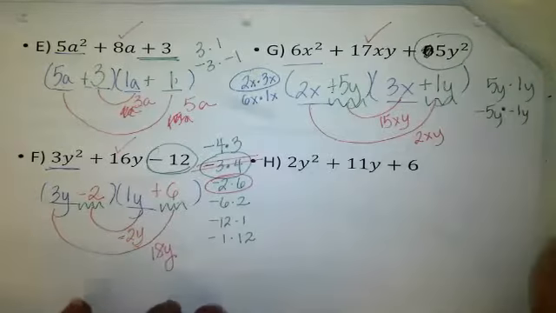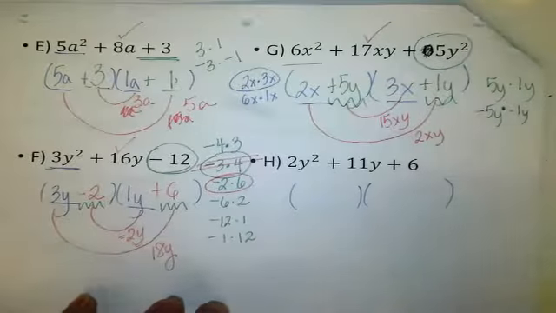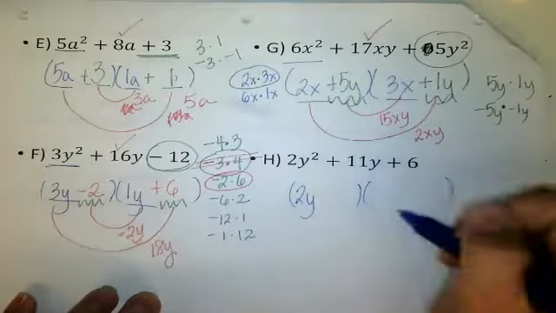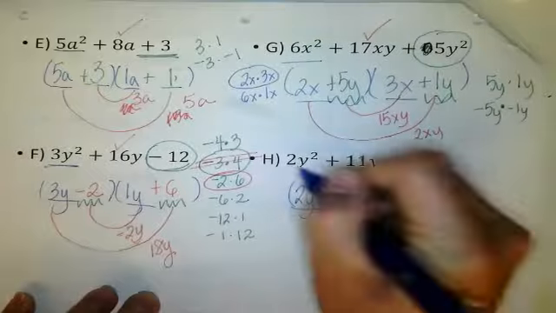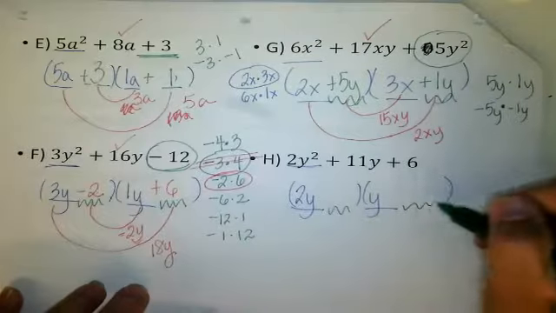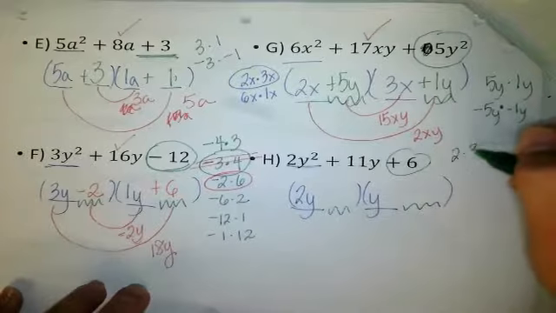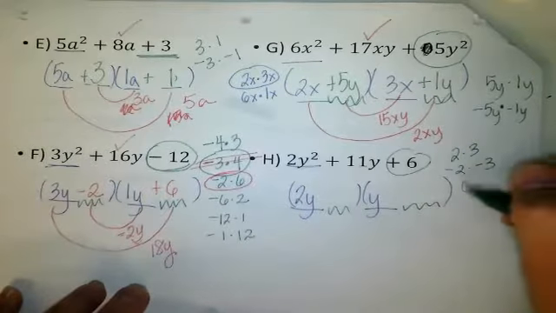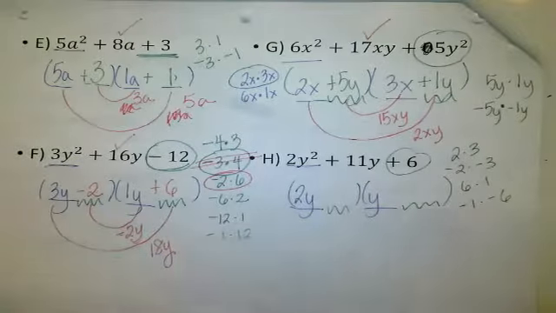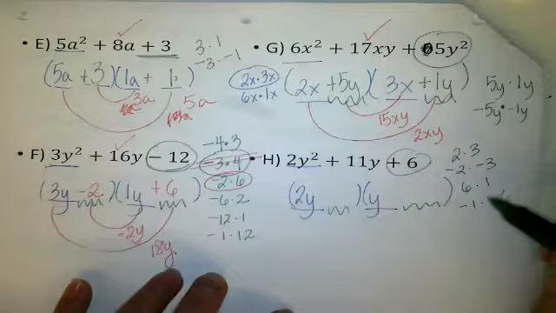Last one. 2y squared plus 11y plus 6. Double bubble. Good. So first times first. 2y times 1y is 2y squared. Last times last has to be positive 6. What times what is positive 6? 2 times 3. Negative 6 times 1. Okay. And that's it. Those are our options, right? What do you want to try? 1 and 6? Yeah. Okay.